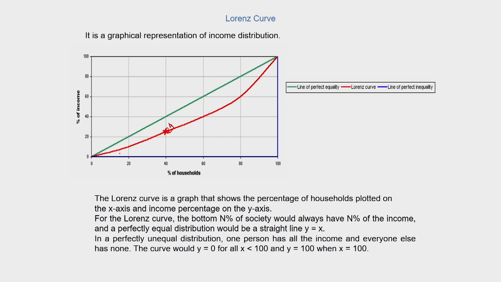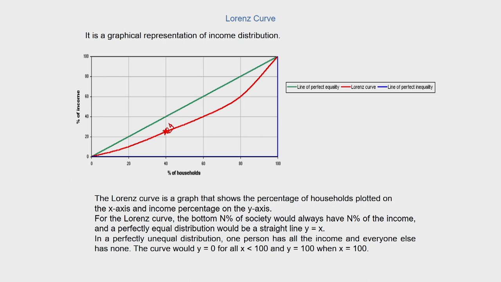And when the percentage of households are plotted according to the percentages of income that they control, we come up with this Lorentz curve here, which is plotted against the line of equality. So, the Lorentz curve lies beneath the line of equality, showing the actual distribution of income across all of these households. This is one of the simplest Lorentz curves.